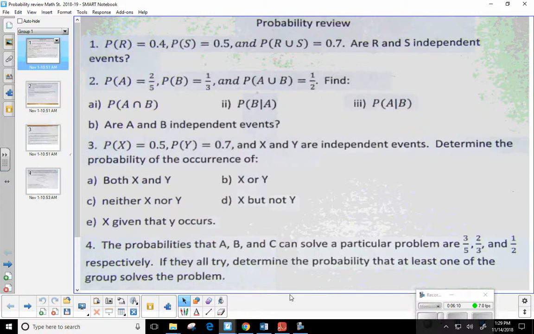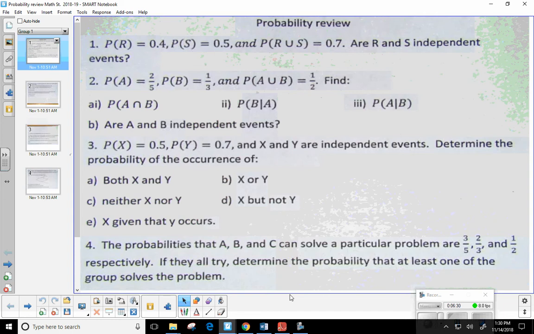The probability of R equals 0.4. The probability of S is equal to 0.5. And the probability of the union of R and S is 0.7. Are R and S independent events? Okay. So how can I answer that question? It's either yes or no.